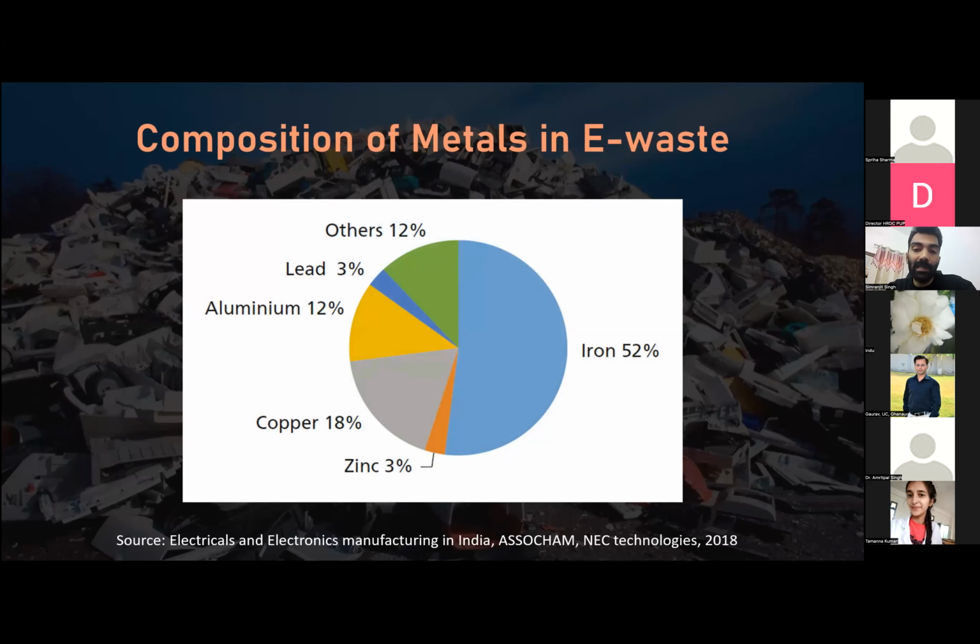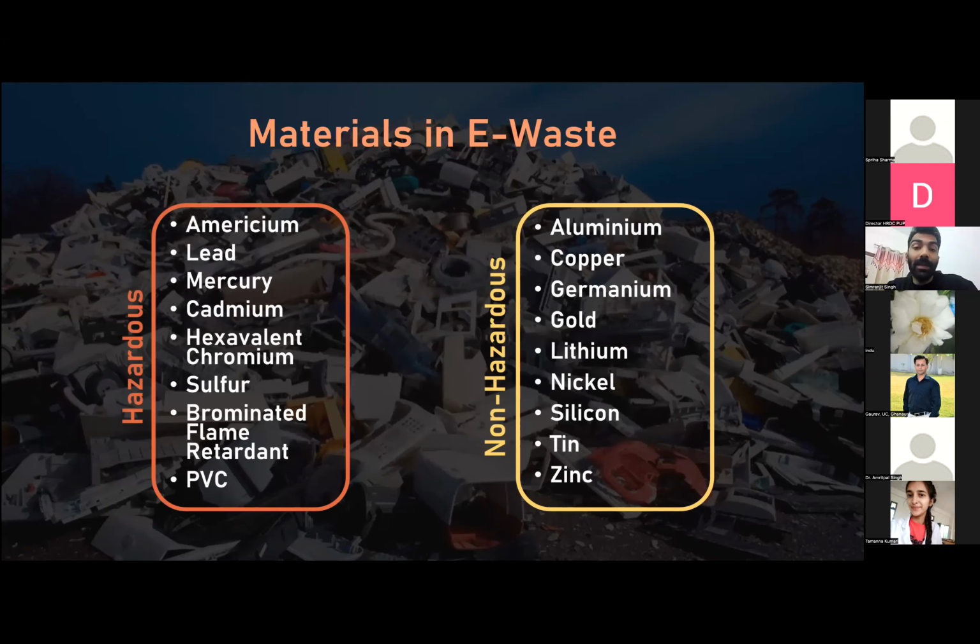Now in metals, iron forms 52%, because most of the large appliances have a lot of iron. Zinc 3%, copper 18%, aluminium 12%, lead 3%. This is a big number. Lead is a very hazardous substance, especially if it enters the food chain. It can wreak havoc. And others 12%. Now this is not an exhaustive list of materials in e-waste.